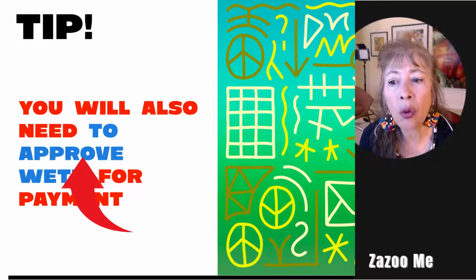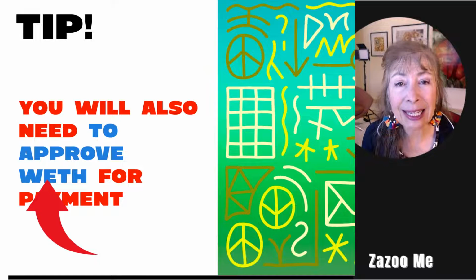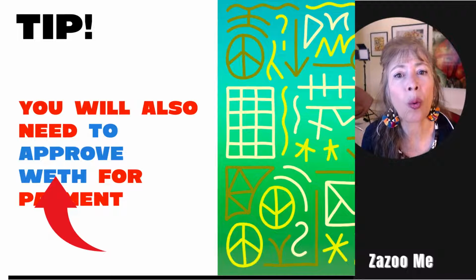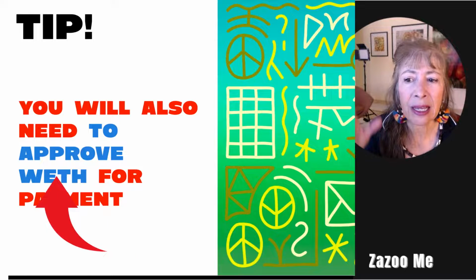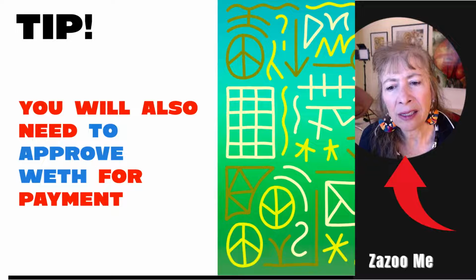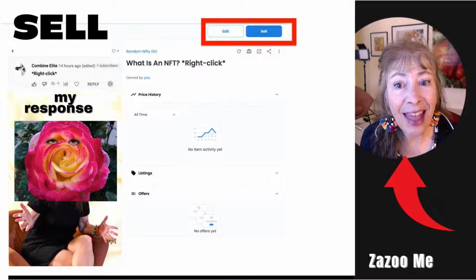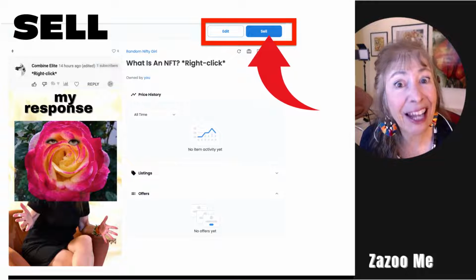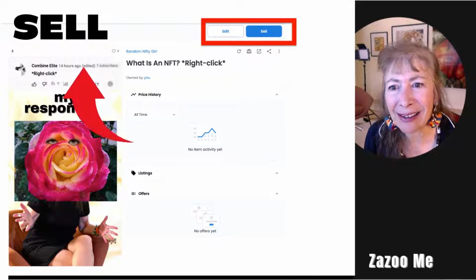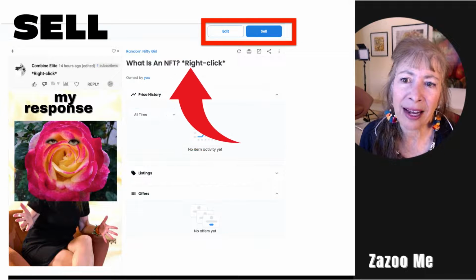You will also need to approve WETH, wrapped Ether, for payment. So WETH is what is called wrapped Ether. It's just something that OpenSea does to make it easier for people to buy. And then what you want to do is click the red button that says sell. Woo! This is so cool. Okay, sell, sell, sell.